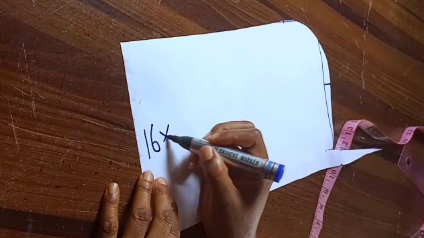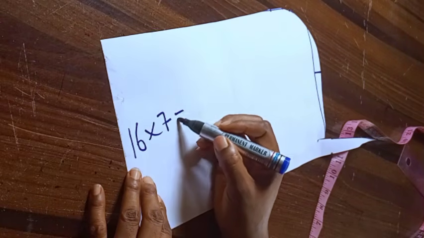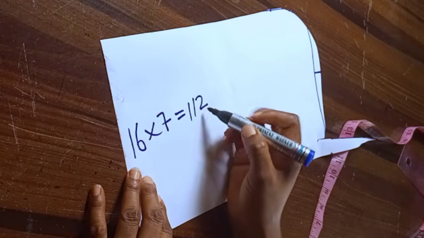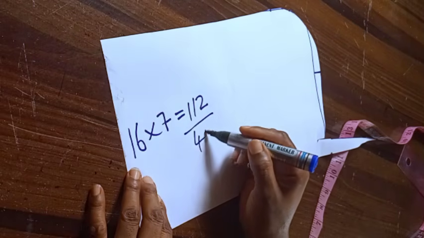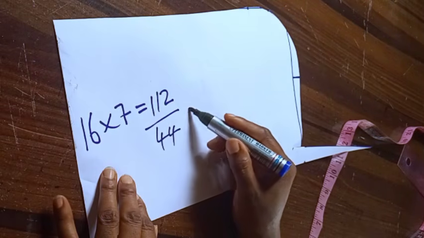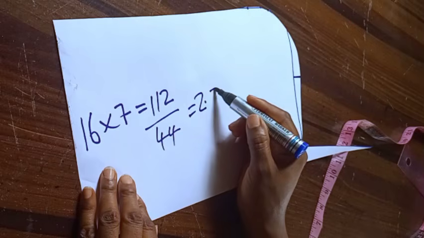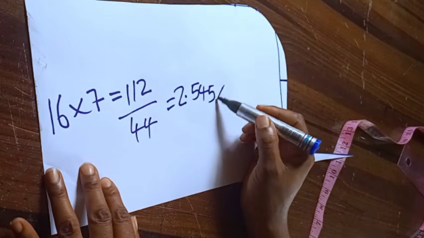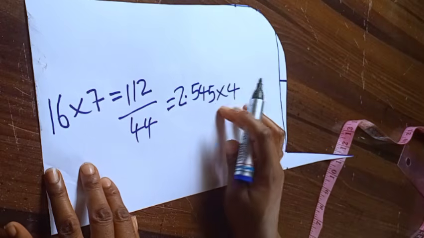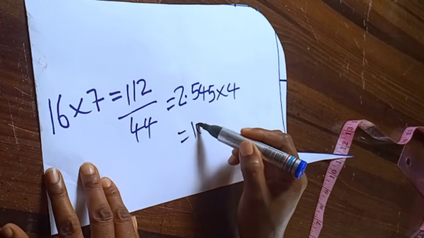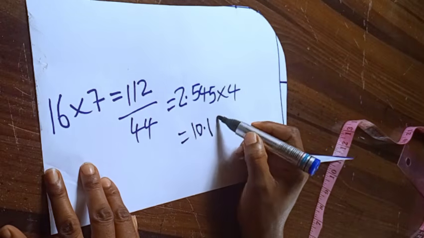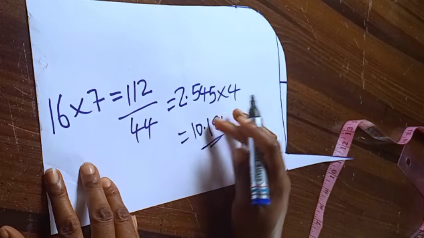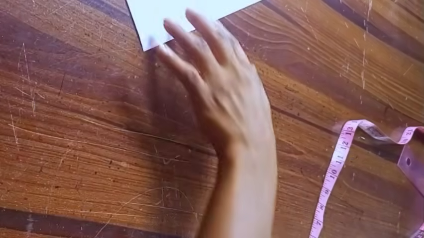Let's take for instance you have 16. Go ahead and times that 16 by 7. Whatever you have, you divide it by 44, okay? So I have 2.545. Then this value, I'll times it by 4, okay? Then I have 10.1, okay? So here is my value.